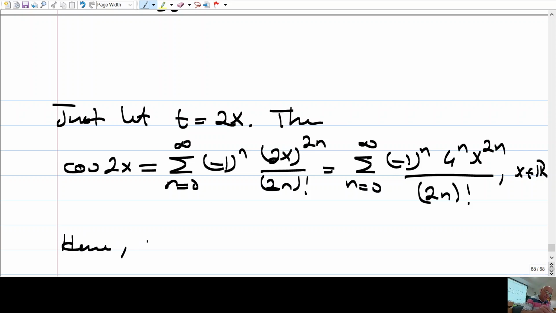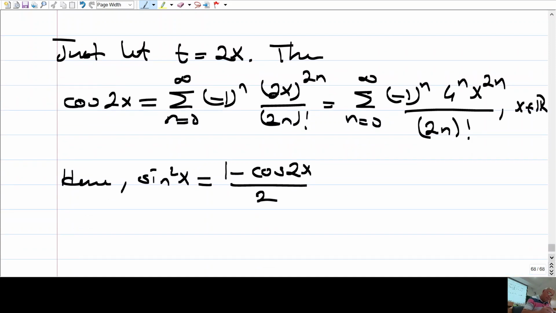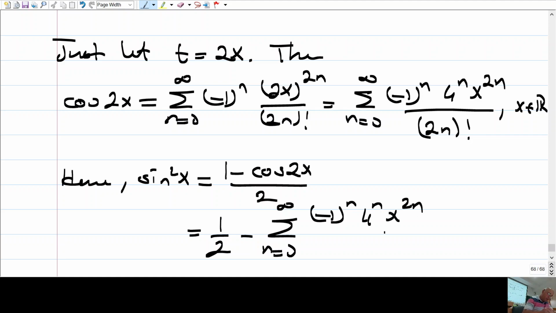Hence, sine squared x, which is 1 minus cosine 2x divided by 2, is what? This is just 1 over 2 minus 1 over 2 times this. So you get minus 1 to the power n, 4 to the power n, x to the power 2n, over 2 times 2n factorial, right? I have this 1 over 2.